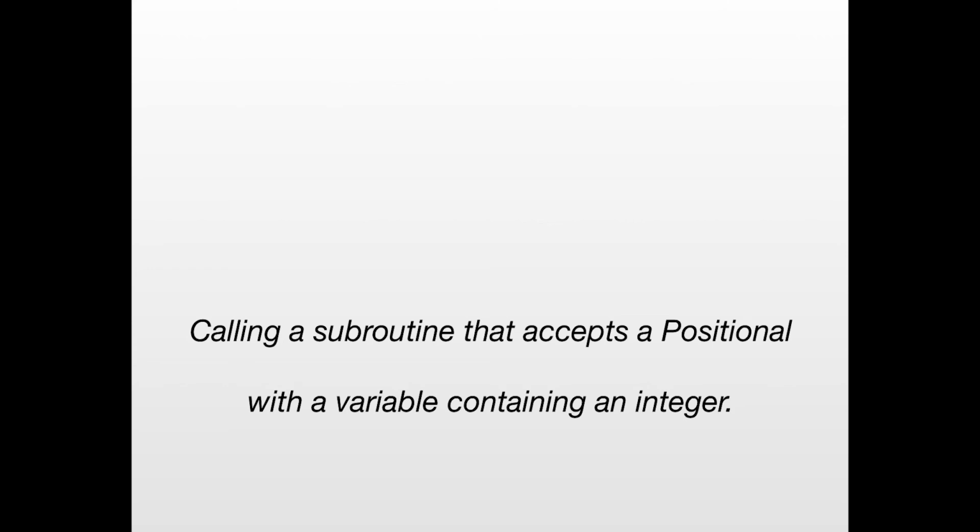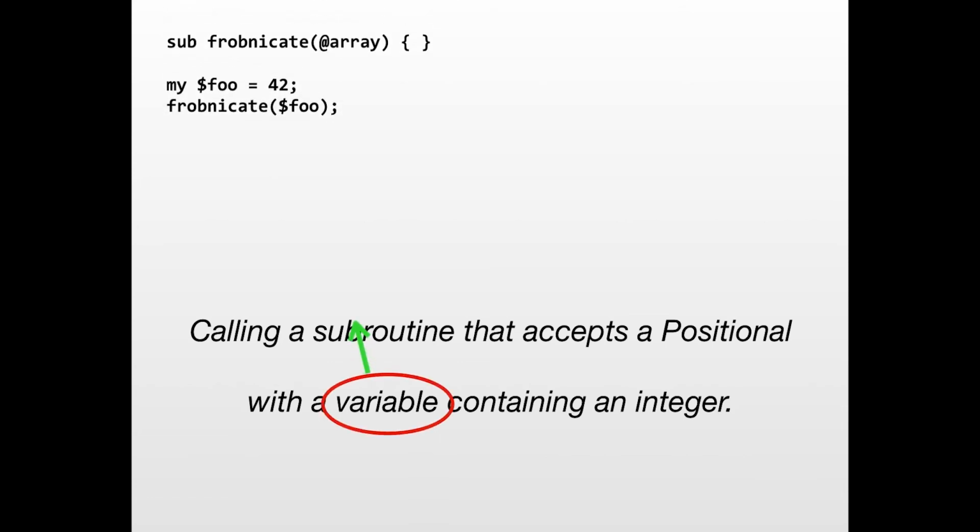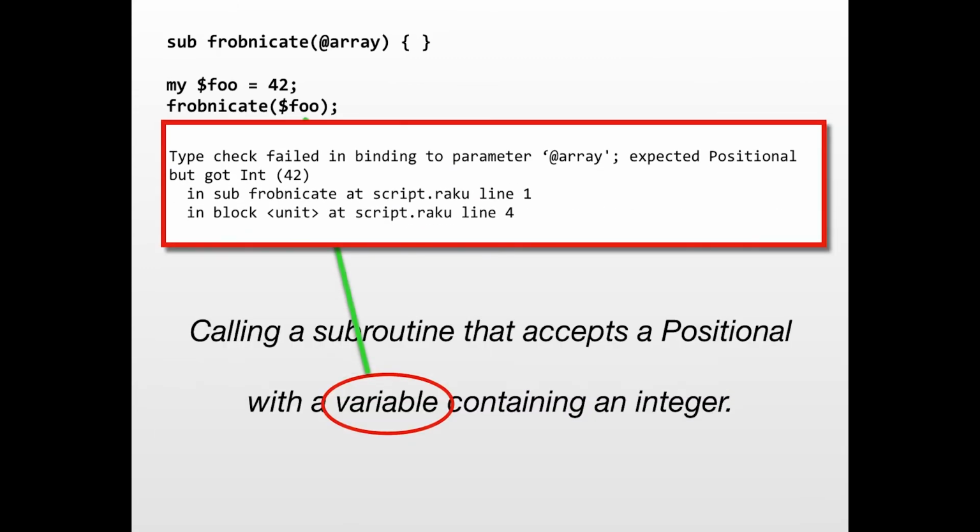For instance, if you want to pass a variable to a subroutine, that can be an integer. The variable could also contain an array, so the compiler does not know at compile time what it's going to be. So how does that look? It looks like this, and this will become a runtime error. It will tell you that the type check, when binding to the parameter @array, expected a Positional, but it got an Int. And it will tell you where exactly this went wrong.